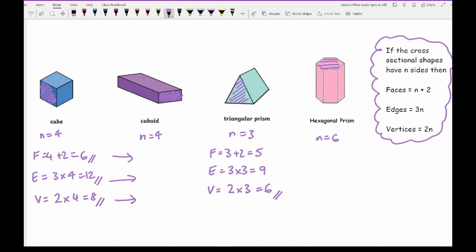Then for a hexagonal prism, again, n equals 6, so the number of faces is going to be 6 plus 2, which is 8. For the number of edges, it's going to be 3 times 6, which is 18. And the number of vertices, that's going to be 2 times n, and that's going to be 12. So a much quicker way, if you can remember those little formulas, to work out what the number of edges and faces are on a polyhedron prism.